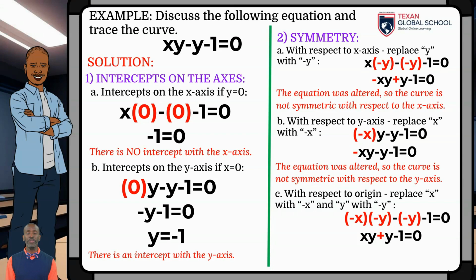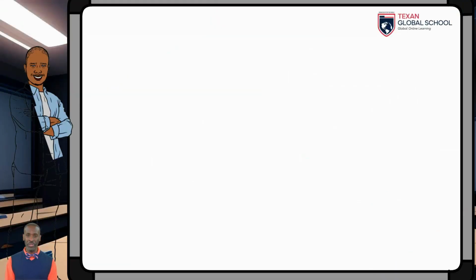And to determine if there is symmetry with respect to the origin, substitute at the same time x for -x and y for -y. In this case, the equation was altered. Hence, the curve is not symmetric with respect to the origin.